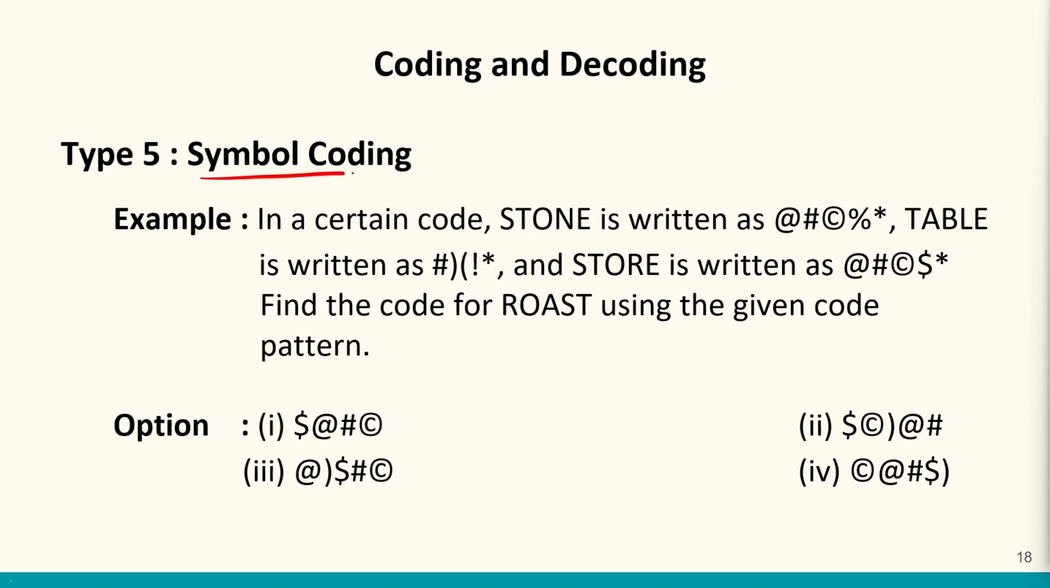Symbol coding. As I said, in symbol coding, we deal with all these various types of symbols. So for stone, a combination of symbols is given. For table, a combination of symbols is given. For store, a combination of symbols is given. And we have to find the code for roast. So in these types of questions, usually each alphabet denotes a code and we have to find that code. So let us write stone. It is coded as this.